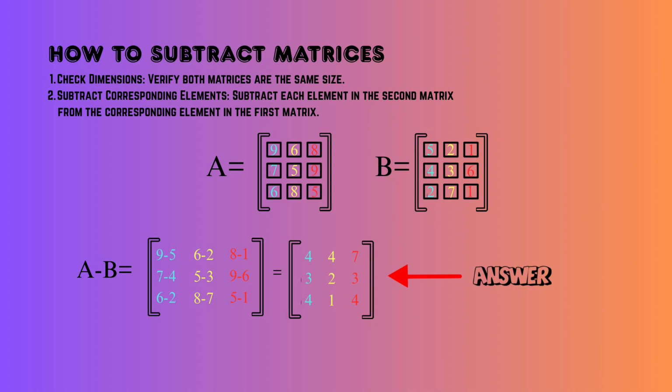followed by 6 minus 2 from the first row and second column of the matrices, and 8 minus 1 from the first row and third column, and 7 minus 4, 5 minus 3, 9 minus 6, 6 minus 2, 8 minus 7, and 5 minus 1. So do the math. We have the result of 4, 7, 3, 2, 3, 4, 1, and 4. So this is the final answer in subtracting these two matrices.